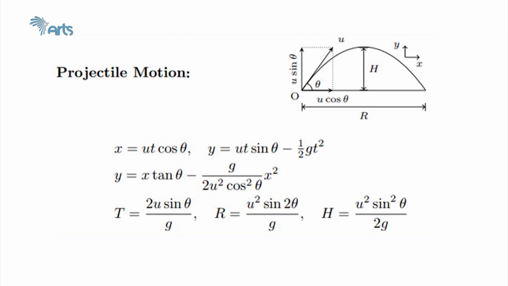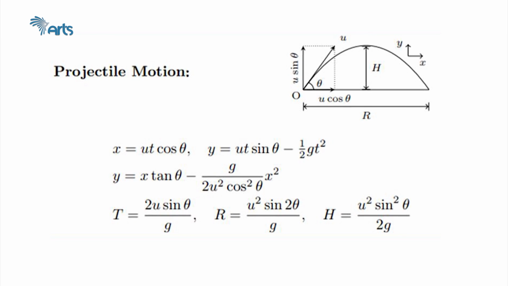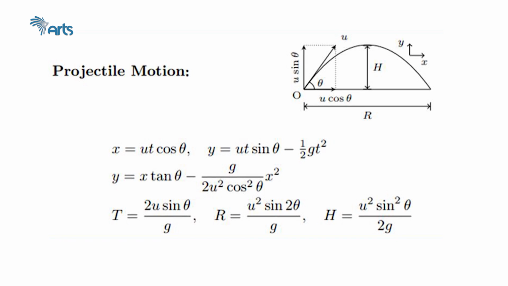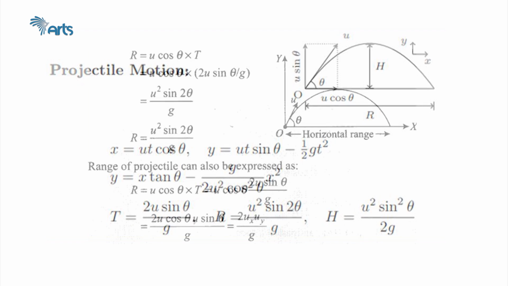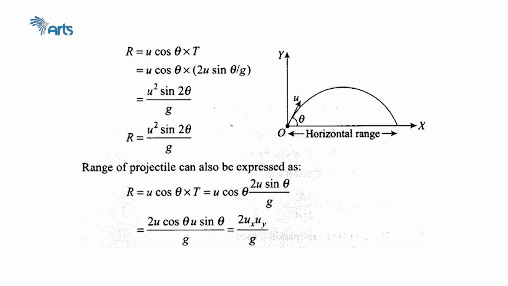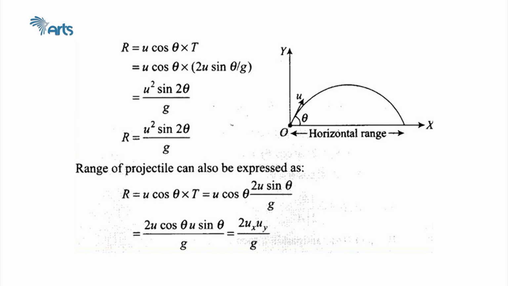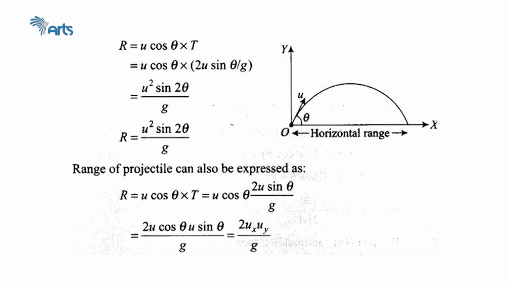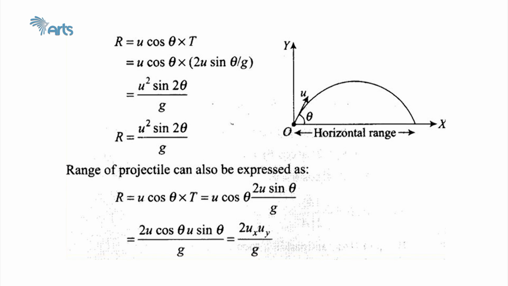Again, the range of the projectile can also be calculated by u squared sine 2 theta over g, and the maximum height of the trajectory will be u squared sine squared theta over 2g. Here, the range of the projectile can also be expressed as 2 times the initial velocity along the x-axis times the initial velocity along the y-axis divided by acceleration due to gravity. Let's look at the following example which supports this idea.